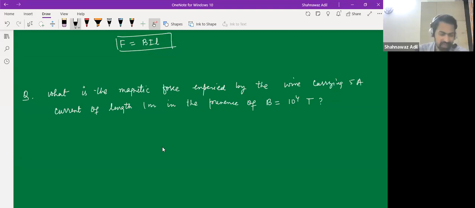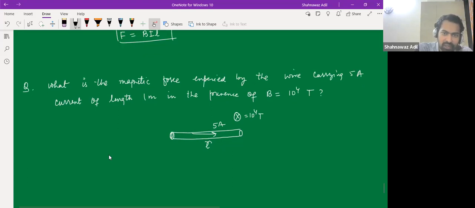And the directions are like this. We have this current carrying wire, and the current flowing is 5 ampere. This is the direction of L. And the magnetic field is this, which is 10 to the power 4 Tesla. We have to find out the magnitude of the magnetic force.